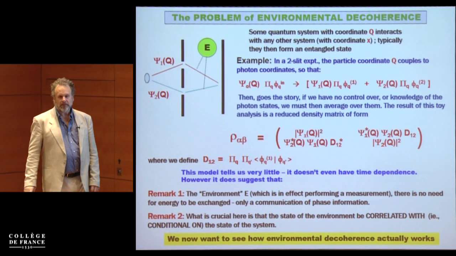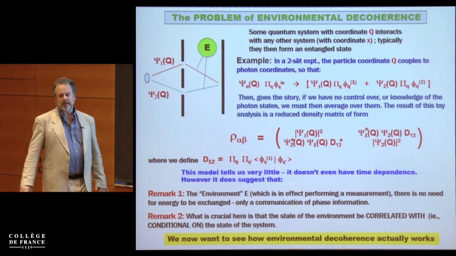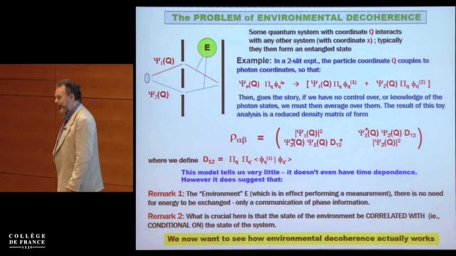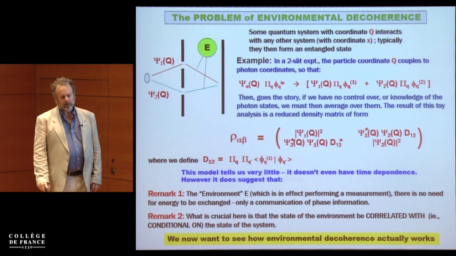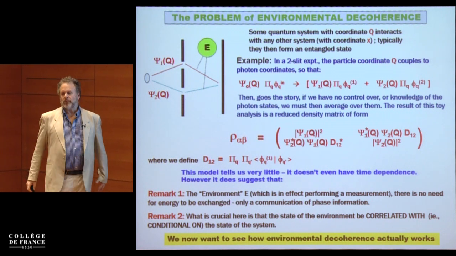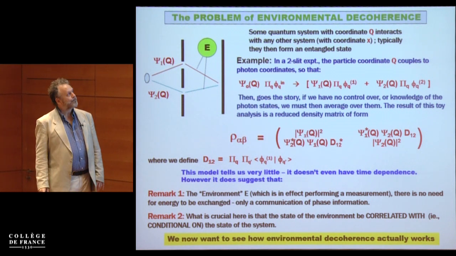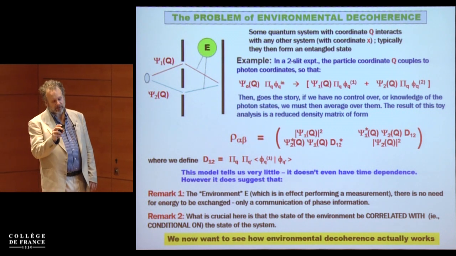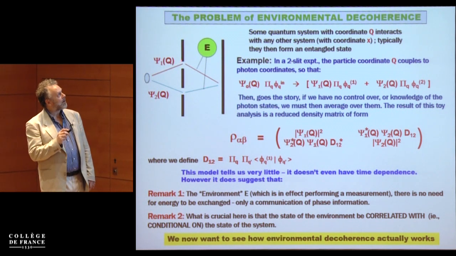Okay, so one of the main things that we're interested in here is decoherence. So let's start by asking what we mean by decoherence. Let's go back again to the two-slit experiment. So we have a particle, or a photon, which is going between these two slits, and with amplitude psi1 and psi2.